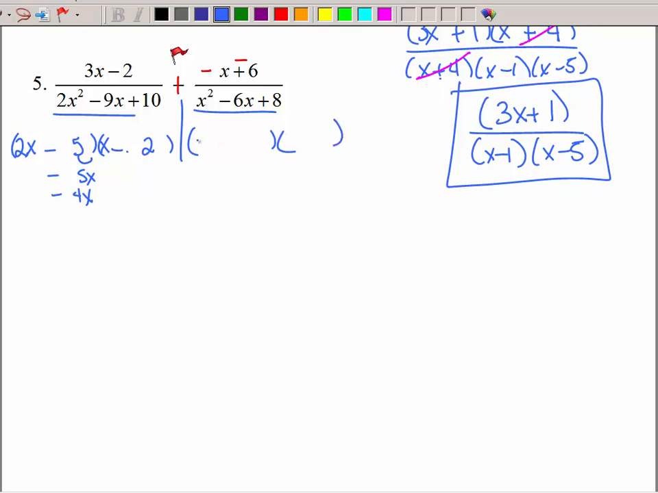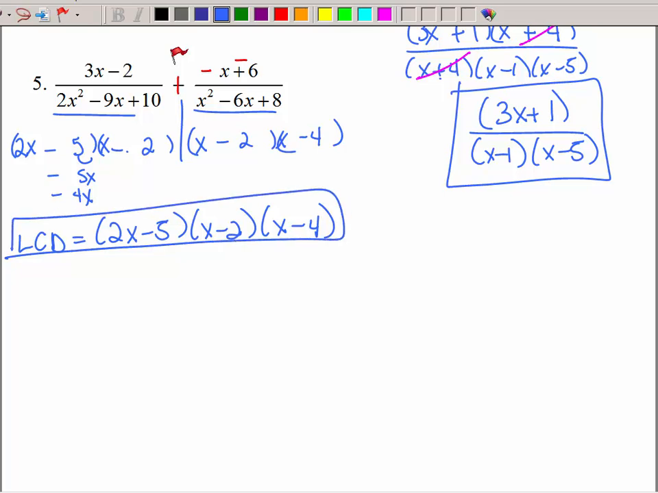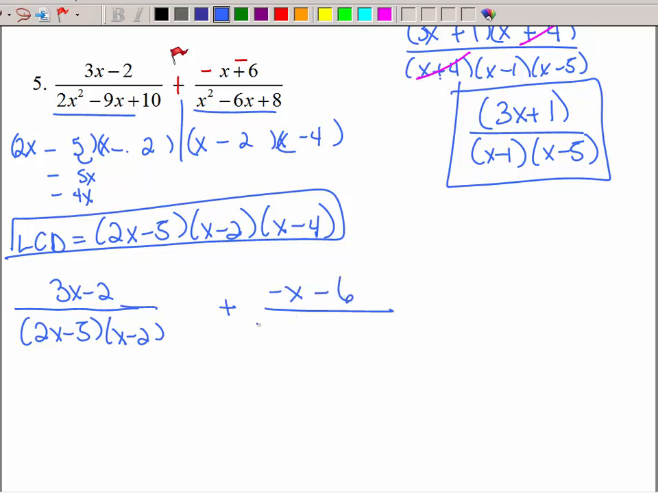And then let's factor this one, a little bit easier: a negative 2 and a negative 4. So that LCD is one of every kind of factor. Another long LCD. So let's see. We've got 3x minus 2 on top of this denominator. And it's nice to write it in factored form so you can do that comparing. Plus a negative x minus 6. Let's just go ahead and put that all in parentheses.